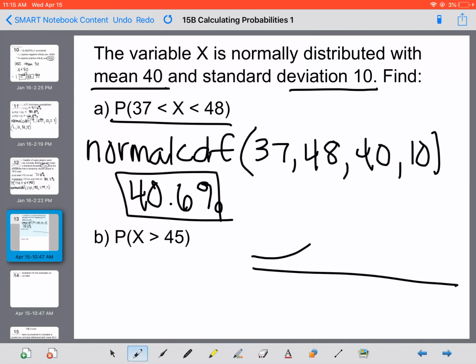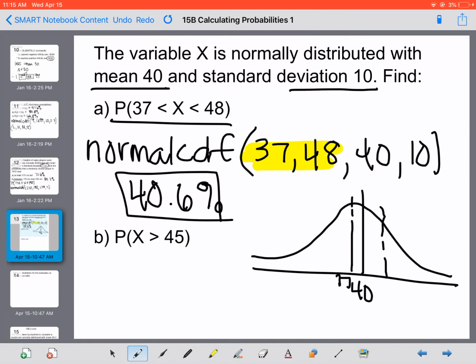So we're going to draw our bell curve. Your mean is 40. So think about where your low and your high fall within that 40. Well, 37 is going to be here-ish, and 48 is going to be here-ish. And that shaded region is the region that you are looking for. And that shaded region is that 40.6%. So that's how we would illustrate that on a graph.